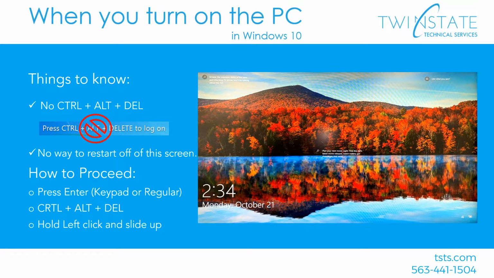When you turn it on, you're going to come to the first lock screen that you see here. From before, in Windows 7, it said press Ctrl-Alt-Delete. This generally is not present in Windows 10, but there are a few ways that you can proceed to log into the computer. You can still press Ctrl-Alt-Delete to get rid of the screen. You can also press Enter or generally any key on the keyboard, or you can hit left click and slide the screen up.